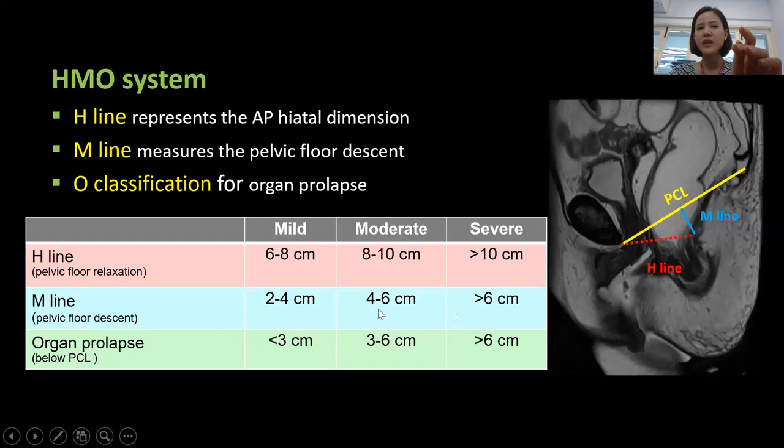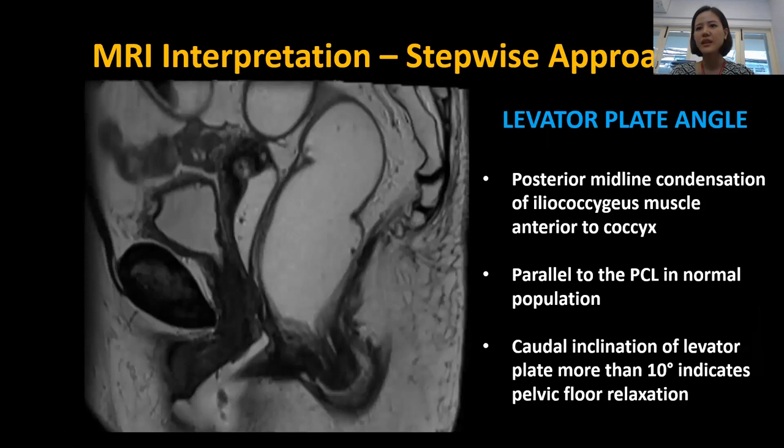For the organ prolapse, it's measured perpendicular from the PCL to the reference point of each organ, and I will talk to you about that later. The severity of organ prolapse can be graded according to the rule of 3. Descent below the PCL of 3 cm or less is considered mild. 3 to 6 is moderate, and descent more than 6 cm is considered severe. The levator plate angle is the posterior midline condensation of the iliococcygeus muscle anterior to the coccyx. Normally, it's parallel to the PCL. A caudal inclination of the levator plate of more than 10 degrees indicates pelvic floor relaxation.